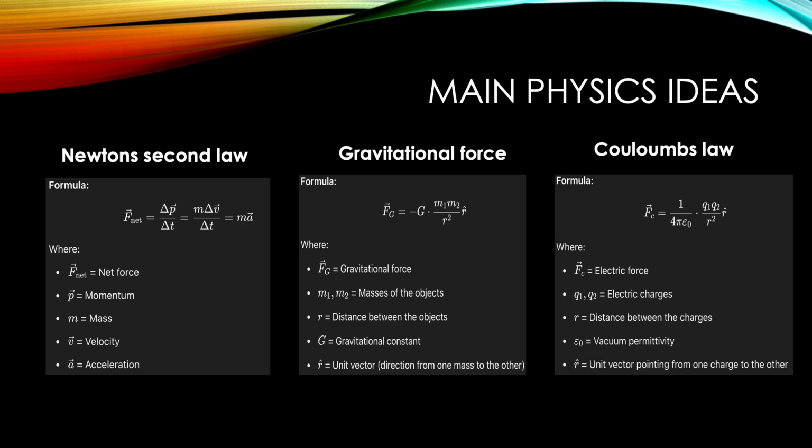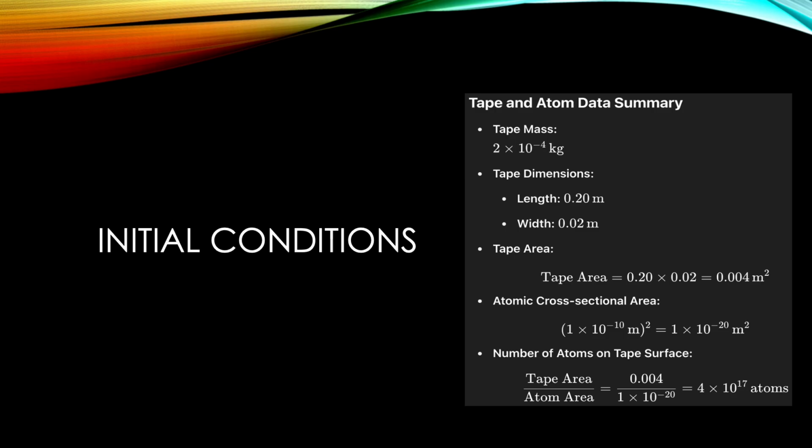Here are the main physics ideas where each formula has been described: Newton's second law, gravitational force, and Coulomb's law. These are the formulas we'll be using throughout the presentation and for the closed script model. Some of the initial conditions include the mass of the tape, which was 2 × 10^-4 kg, the tape dimensions, which were 0.2 meters for the length and width, the tape area, which was 0.04, the atomic cross-sectional area, which was 1 × 10^-20, and the number of atoms on the tape surface, which was 4 × 10^17 atoms.